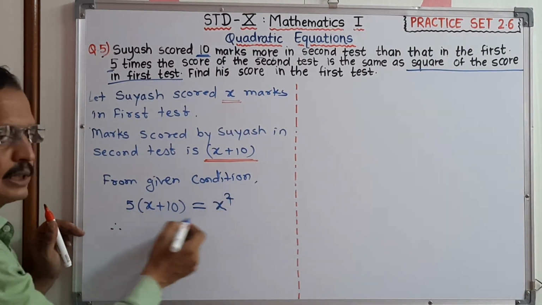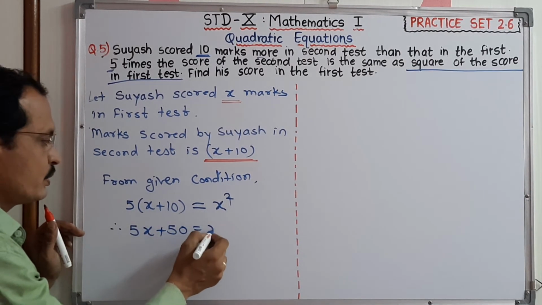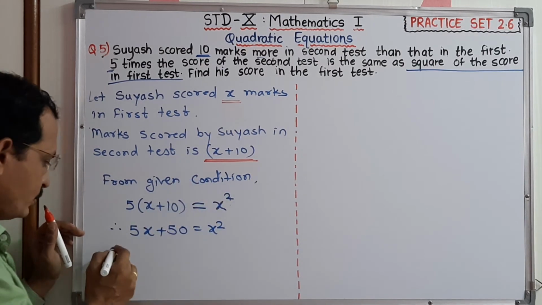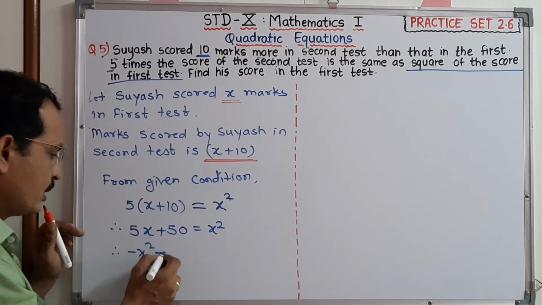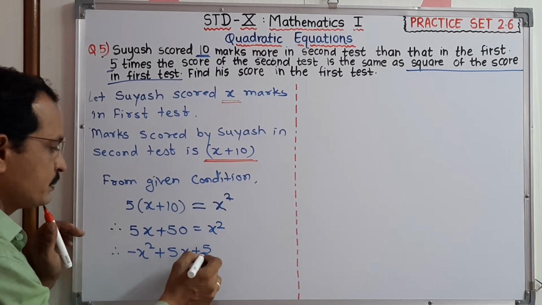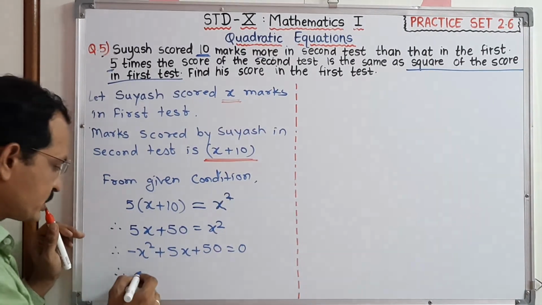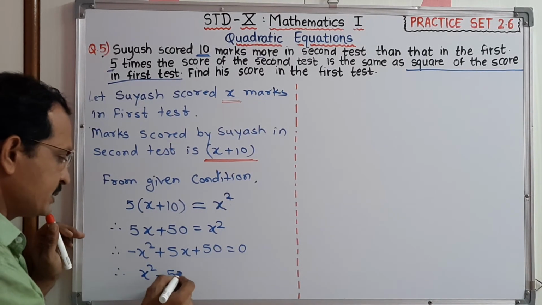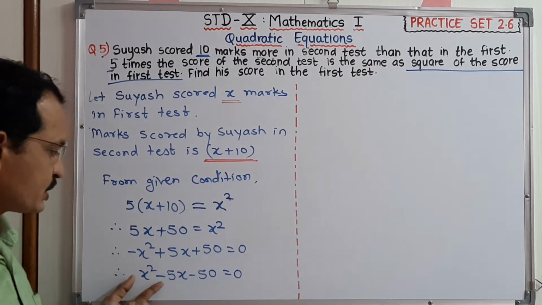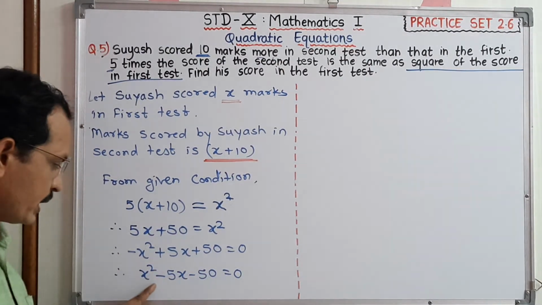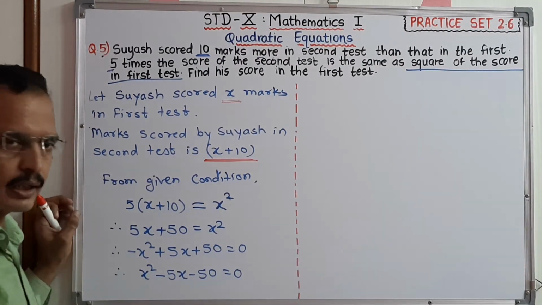Here we got this equation: 5 into x plus 5 into 10, 50, is equal to x square. Now see here, this x square we have to take on this side, it is minus x square plus 5x plus 50 equal to 0. Then multiply by minus 1 on both sides, we got x square minus 5x minus 50 equal to 0. Now we have to solve this by the factorization method.